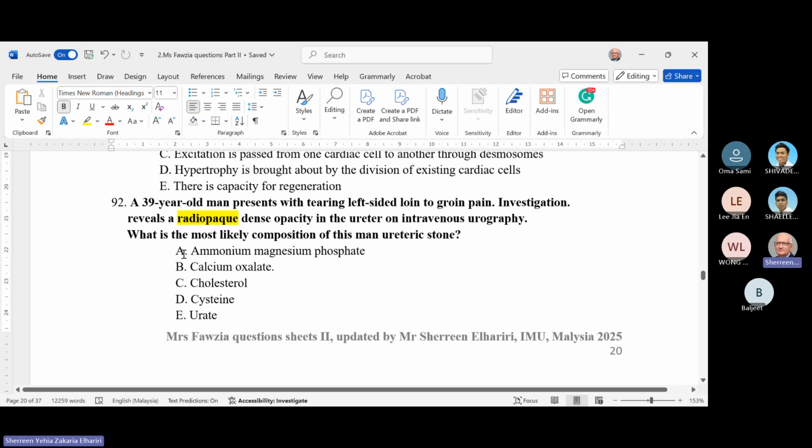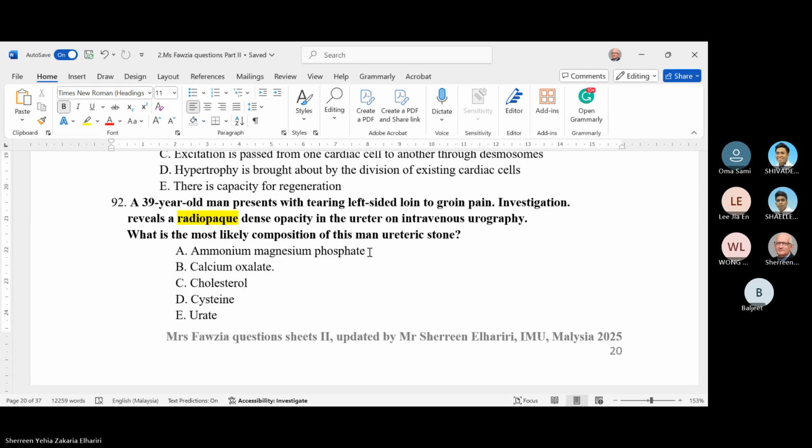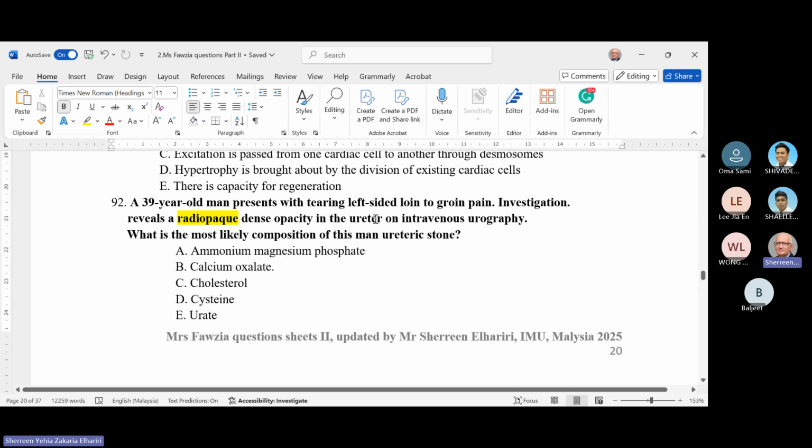Ammonium magnesium phosphate is a staghorn stone and usually appears in the pelvis of the kidney. But here it is in the ureter. So what is your answer? Calcium oxalate. Yes. Again, if this question comes to the exam, it can be radio-opaque, seen at the pelvic junction in the IVP or IVU. So the answer becomes calcium oxalate rather than ammonium magnesium phosphate.